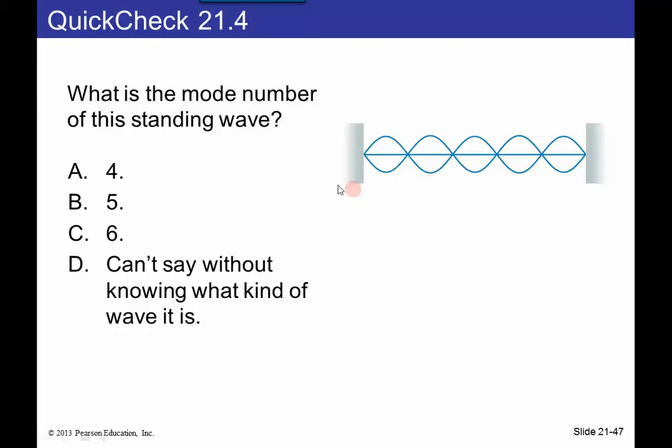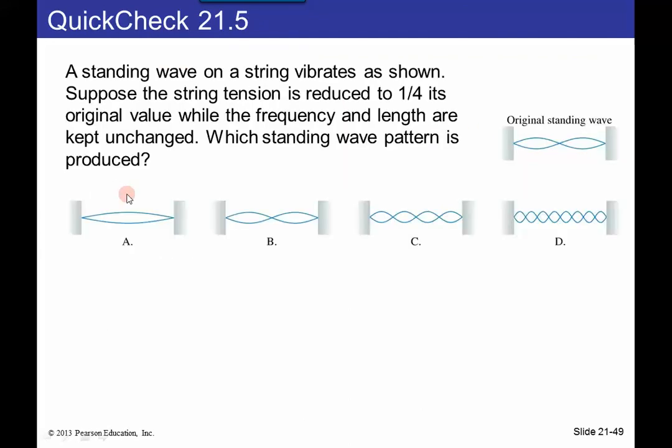So what is the mode number of this standing wave? You have a standing wave here. What is the mode number? Well, we have 5 antinodes, so that gives you m equals 5.